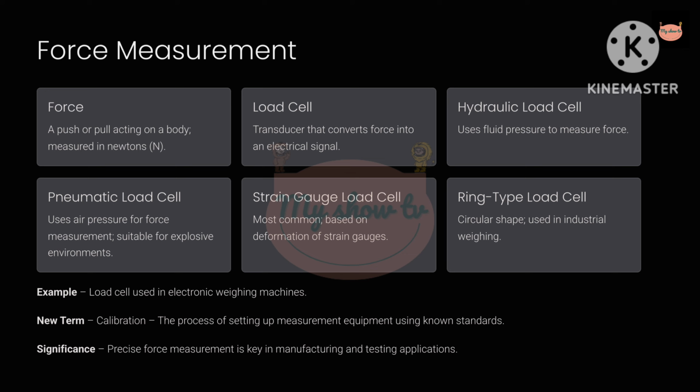New term, calibration. This means adjusting the measuring instrument to ensure its readings are accurate. Calibration is done by comparing against a known standard. Significance: without precise force measurement, machines could be overloaded, and safety standards would be compromised.